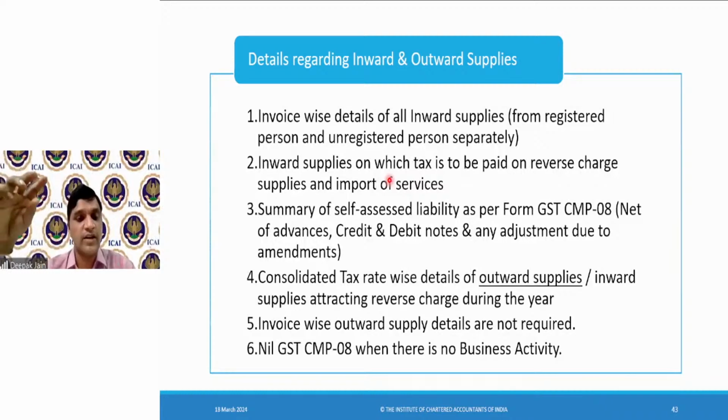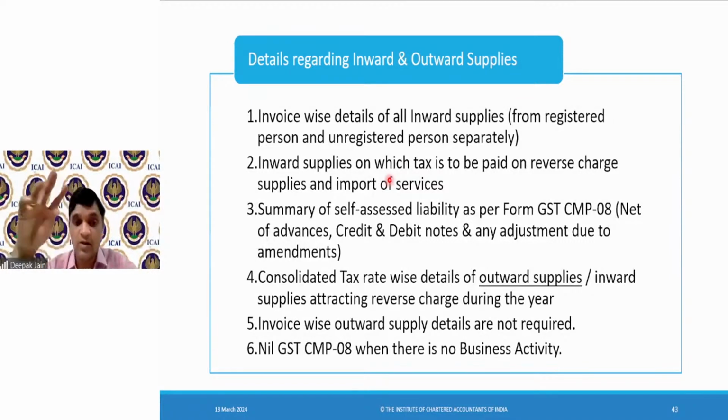Outward supplies, attracting reverse charge, outward supplies are both inward supplies, but he will have to give only rate wise details. How much supplies is made at 1%, generally it will be 1%. If he's into multiple businesses, then 1%, 0.5%, 1%, 2%, and 5% also he has to mention. But generally a composition dealer will be a small dealer, so we'll have only one rate.